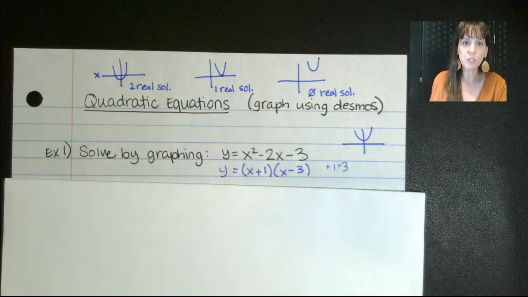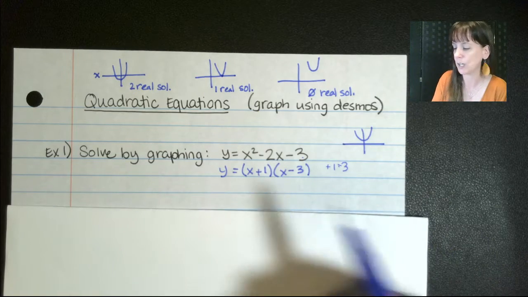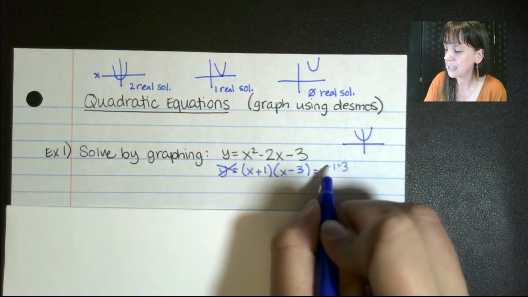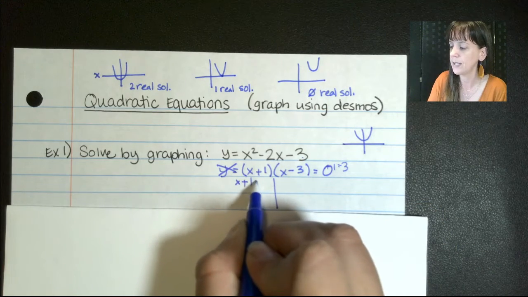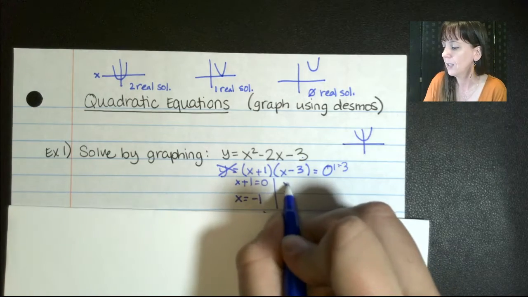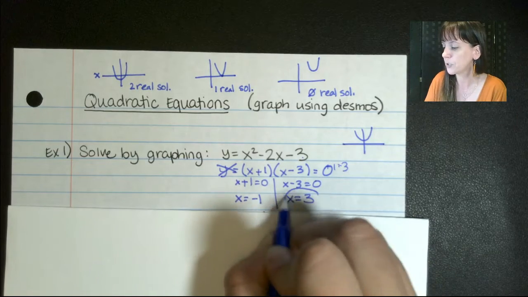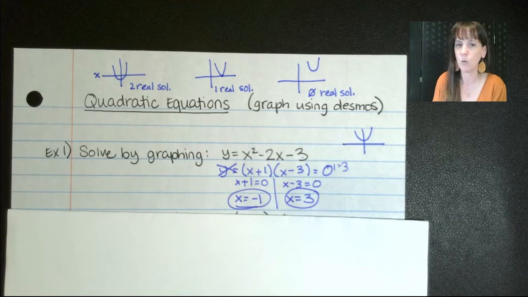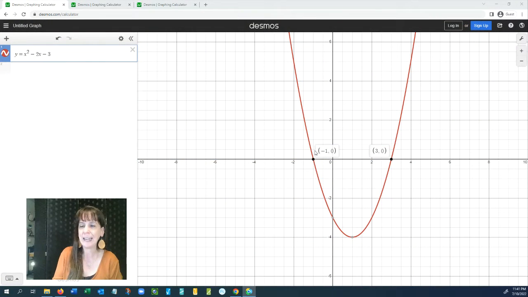And again, your roots are the same thing as your zeros, and zeros means we're setting it equal to 0. So if I cross this out and set this equal to 0, I can use my zero product property to say x plus 1 equals 0, which means x equals -1 because I'm subtracting 1 from both sides. x minus 3 equals 0, add 3 to both sides, you get x equals 3. So we have x equals 3, x equals -1. Again, let's go out and take a look at that. Sure enough, we crossed at -1 and +3. So those are our solutions, our two real solutions.